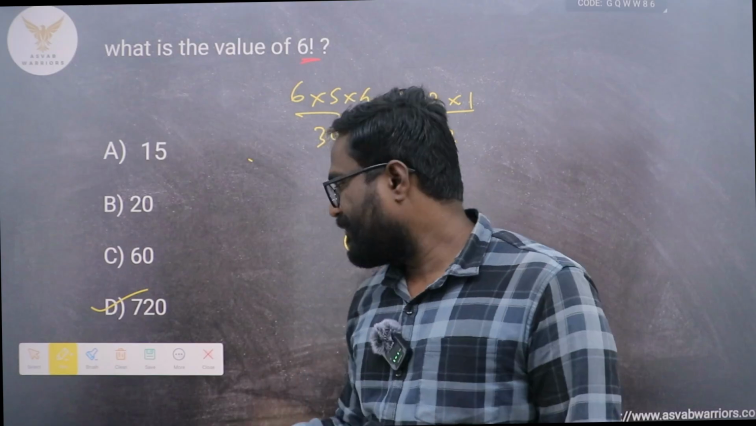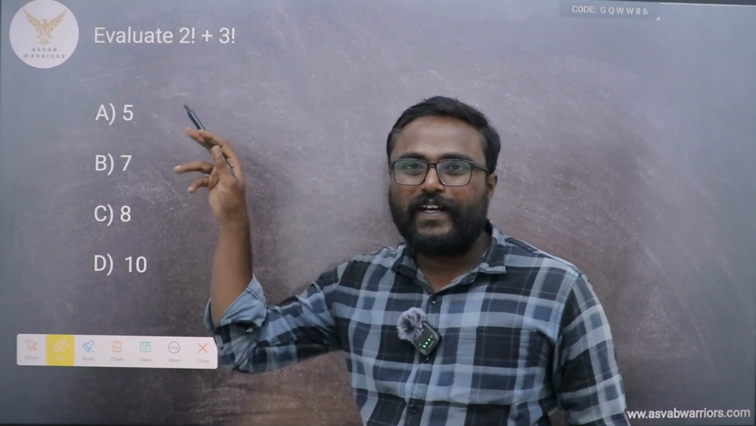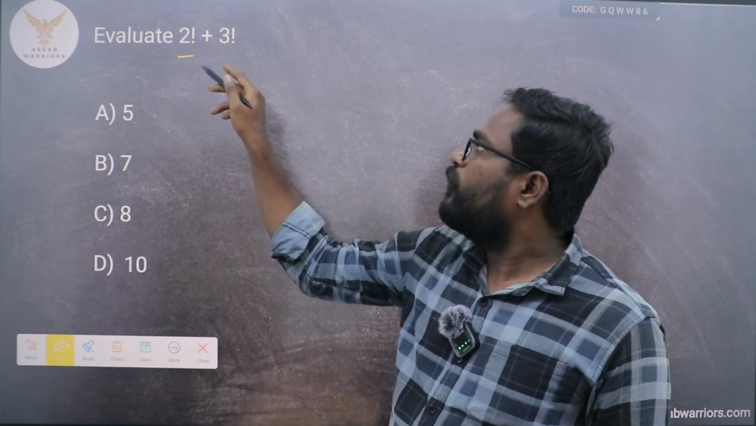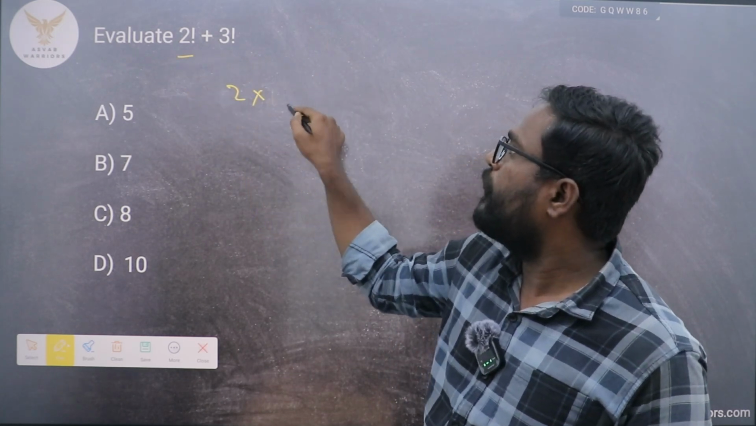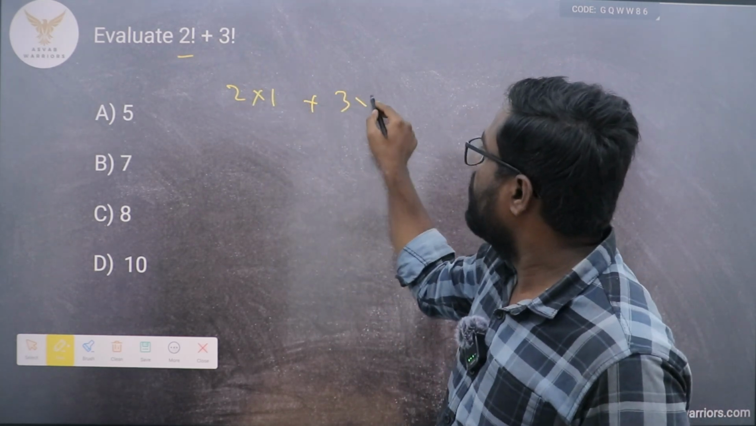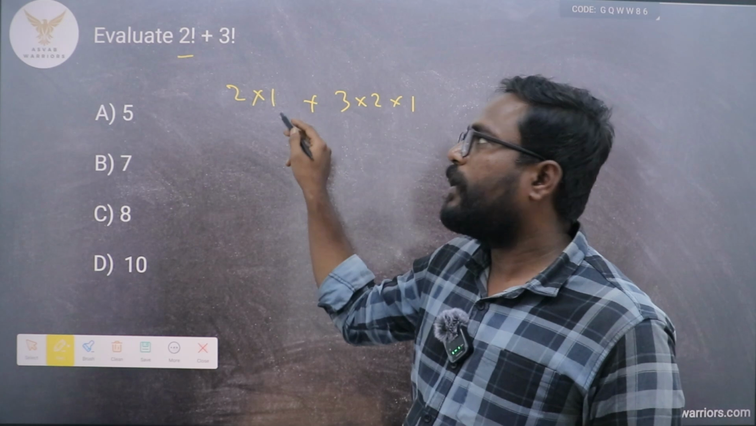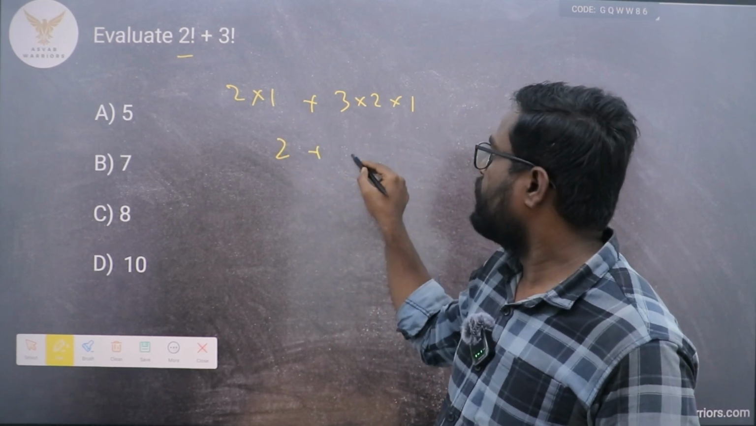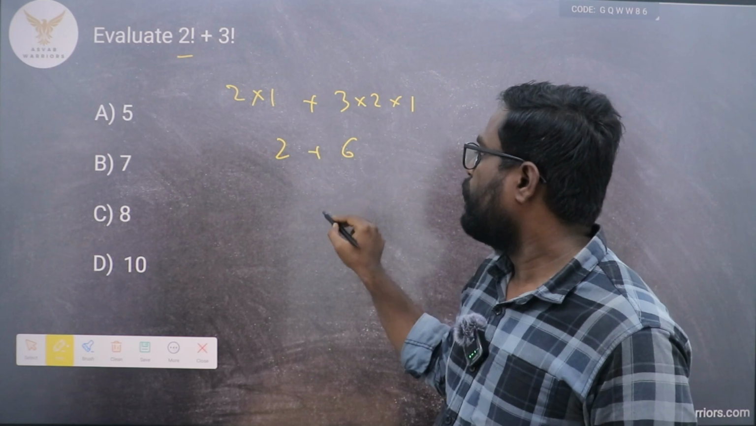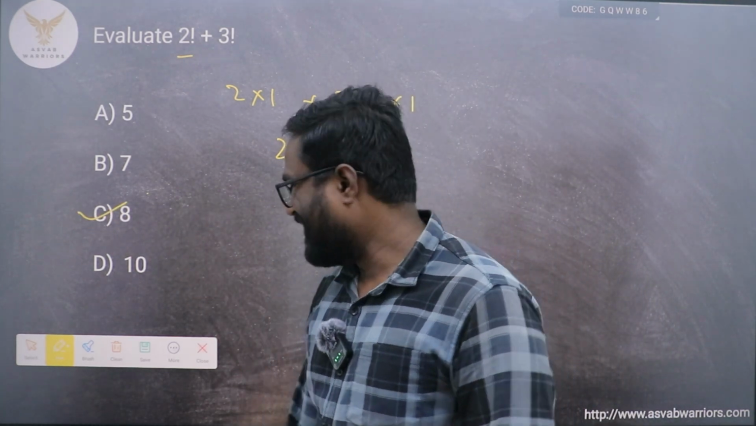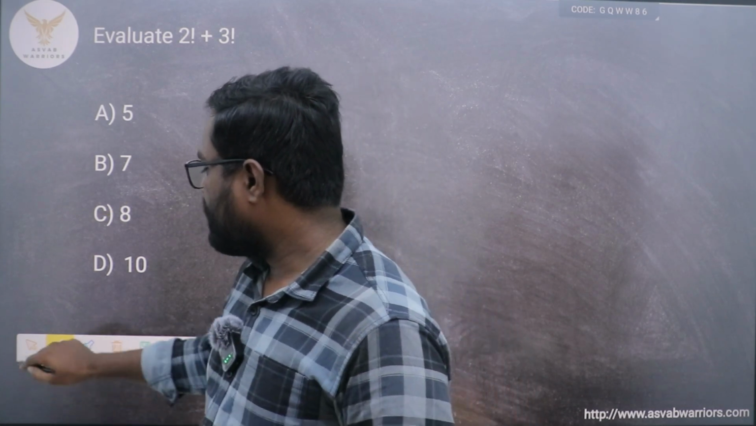I hope you understood this. Let's move on to the next question. The next question says evaluate 2 factorial plus 3 factorial. So what is the factorial of 2? 2 times 1, plus what is the factorial of 3? 3 times 2 times 1. So 2 times 1 is 2, plus 3 times 2 is 6, 6 times 1 is 6. So 2 plus 6, very difficult, which is 8. I hope you understood it. Okay, now let's move on to the next question.